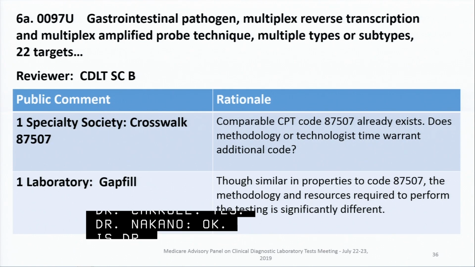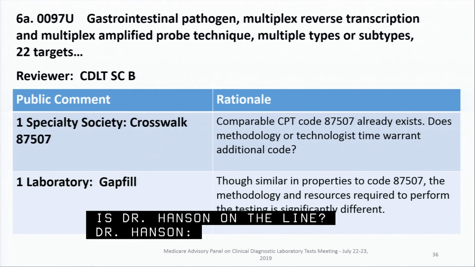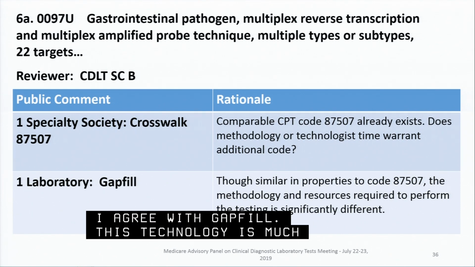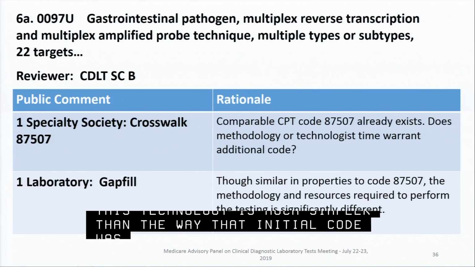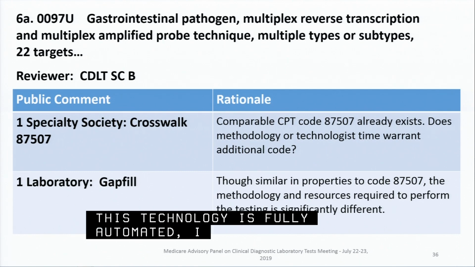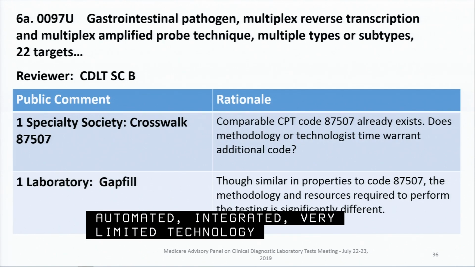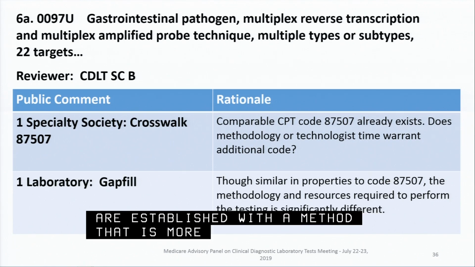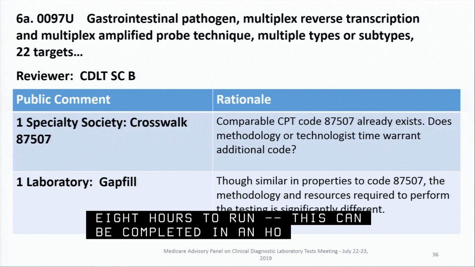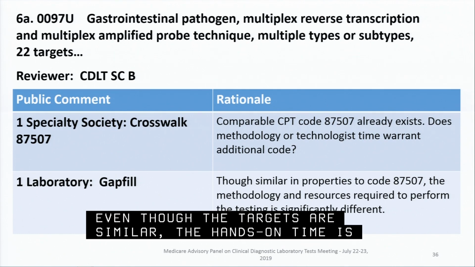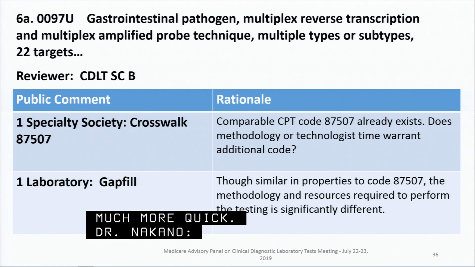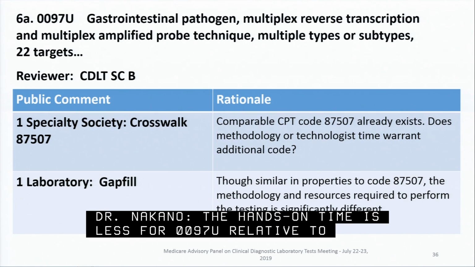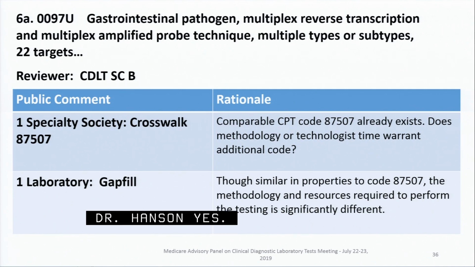Yeah, thanks. This is Kim Hansen. I have a little different take on this. I agree with gap fill because I think this technology is much simpler than the way that initial code was established. This technology is fully automated, integrated, with very minimal technologist hands-on time, whereas the initial codes were established with a method that was much more labor-intensive and complex, taking the lab 8 hours to run. This can be completed in an hour. Even though the targets are similar, the method and hands-on time is much different. And the hands-on time is less for the PLA code 0097U relative to 87507? Correct. For the PLA code, hands-on time is on the order of 5 minutes or so. For the original crosswalk code, it was hours and ran over an 8-hour shift with multiple steps.